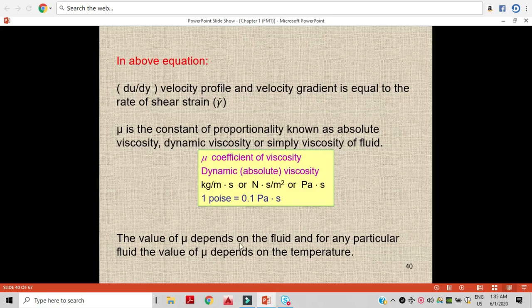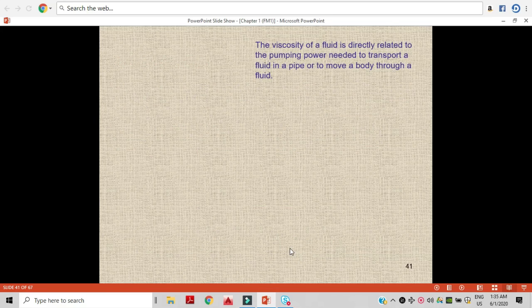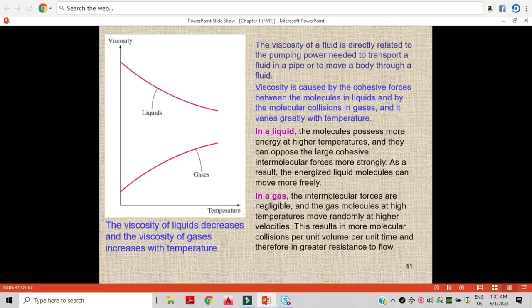The value of mu depends on the fluid, and for any particular fluid the value of mu depends on the temperature. Here we can see that as the temperature increases, as the arrow indicates, the viscosity of the liquids decreases. But as the temperature increases, the viscosity of the gases increases.